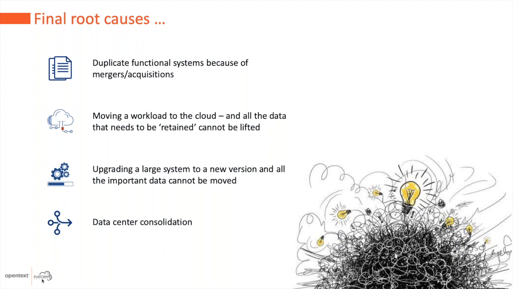Upgrading a large system to a new version, when all the important data cannot be moved. So when you migrate to a new SAP system, you only migrate the last 2 years of data. You leave the other data in the old system and keep it running so that you can pull reports. But then that old SAP system will start costing you more in maintenance than the newer system you now have on HANA or whatever cloud system you want.